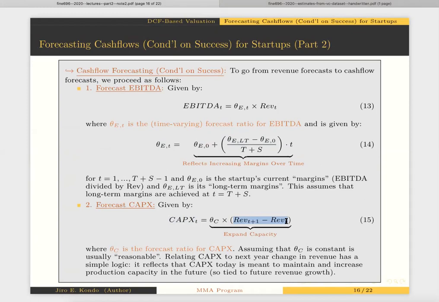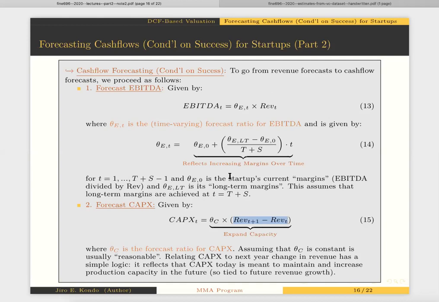So you could have a company that has high revenue right now, but if they expect little to no growth over the next period, they don't need to invest in capital expenditures this period. Meanwhile, you could have another company that has very little revenue right now, but if it expects a large amount of revenue growth next period, that's the company that should be investing more in capital expenditures.